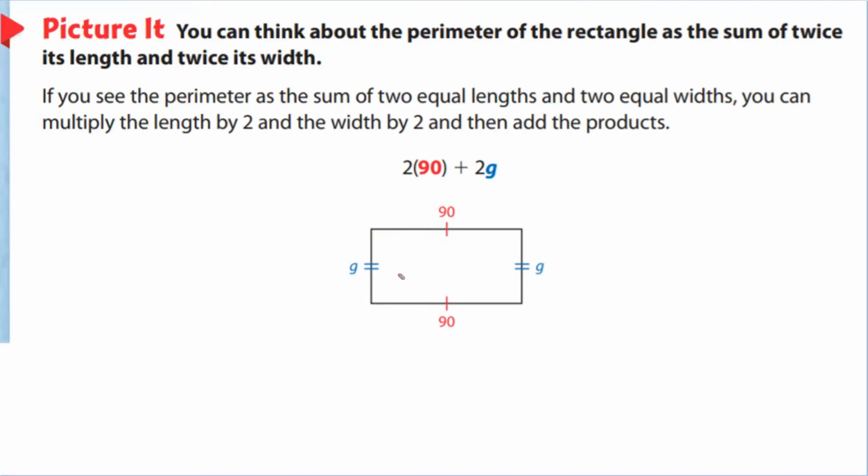You can think about the perimeter of the rectangle as the sum of twice its length and twice its width. If you see the perimeter as the sum of two equal lengths and two equal widths, you can multiply the lengths by 2 and the widths by 2, and then add the products right here. So we have the 90 and 90, so just multiply by 2. And then you have the G and G, and multiply them by 2.